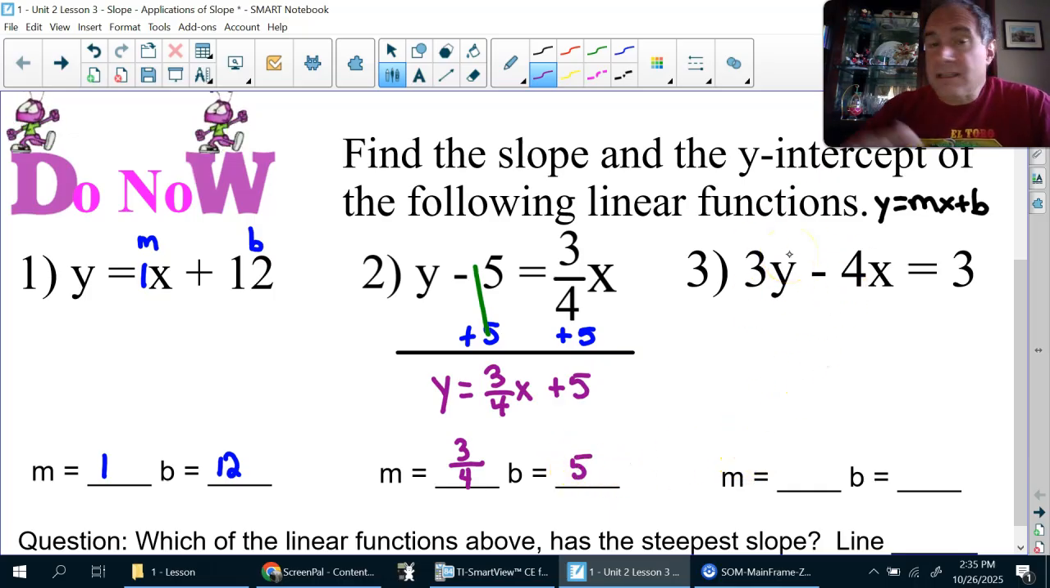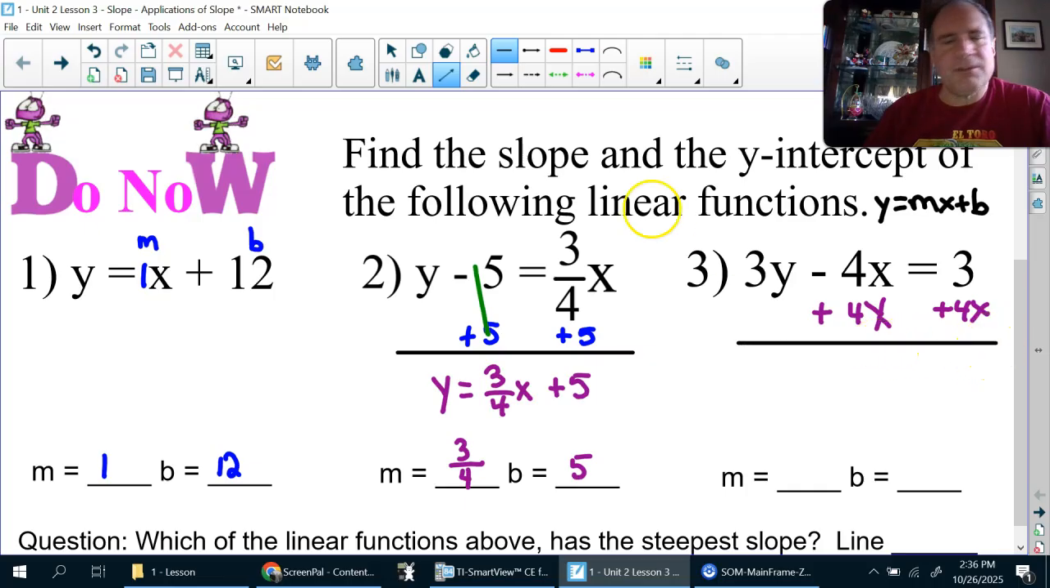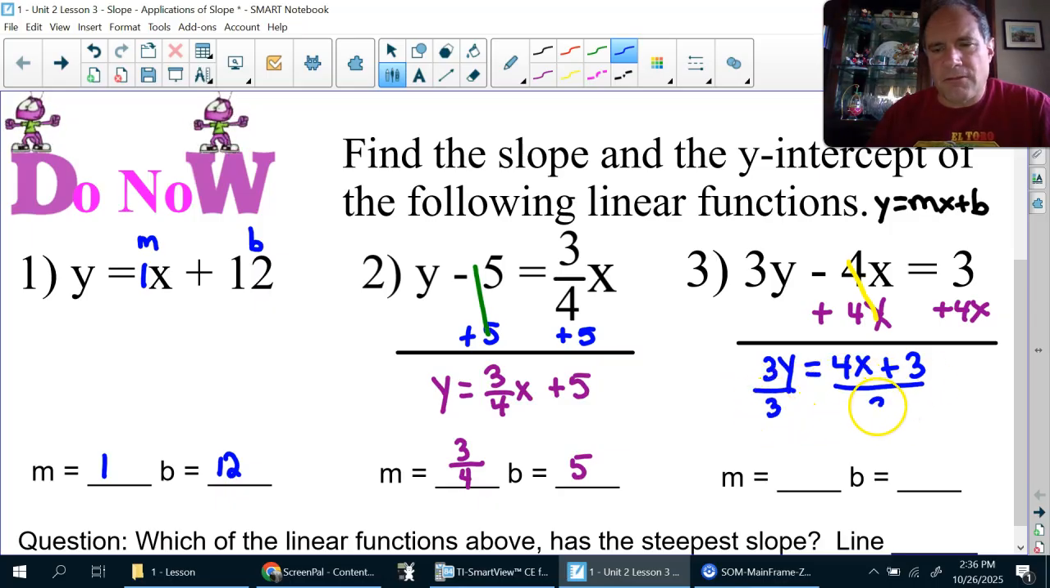For number 3, that is not in y equals mx plus b format. Again, we are going to solve for y. So we're going to add 4x on both sides. When we rewrite it, though, please put the x first. It's not wrong if you don't put the x first, but what I mean is that we are going to put 3y equals 4x plus 3 instead of 3 plus 4x. It doesn't matter, you're not going to get it wrong. It's just that you're setting yourself up to now divide by 3 on both sides.